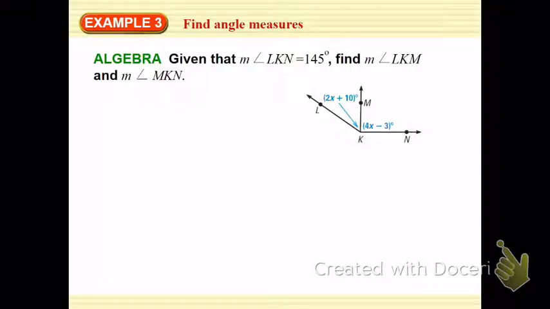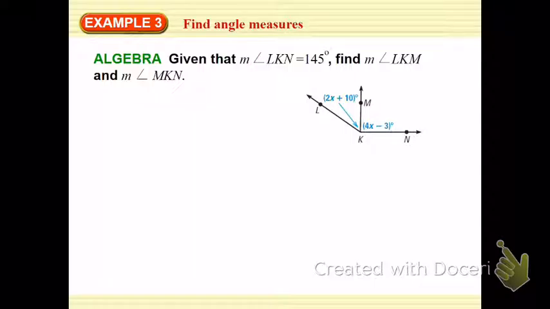So given that LKN is 145, find LKM and MKN. You have to be able to do these kind of problems. There's a lot of these on the quiz and tests. All right? So it's an algebra problem. How would I set up my equation? Given that last angle addition postulate, how would I set up my equation to find, we need to find x, I'll tell you that much. How would we find x?